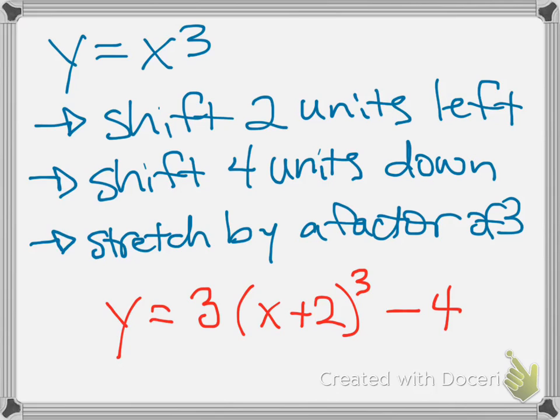Clearly this is not written in standard form for a polynomial, but if you wanted to write it in standard form, you would simply need to cube this binomial x plus 2, then multiply that result by 3, and then subtract 4.